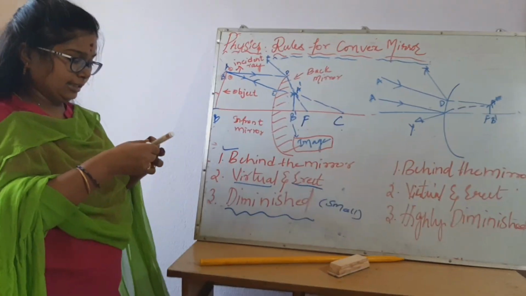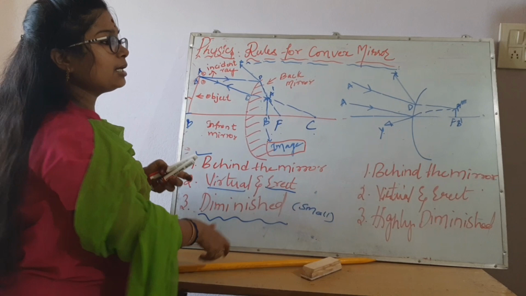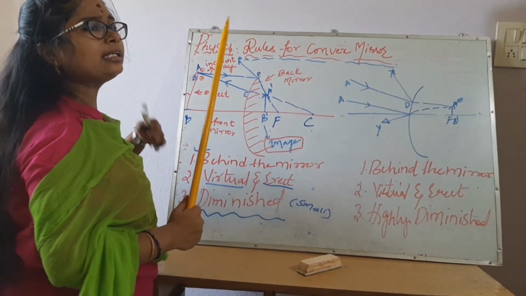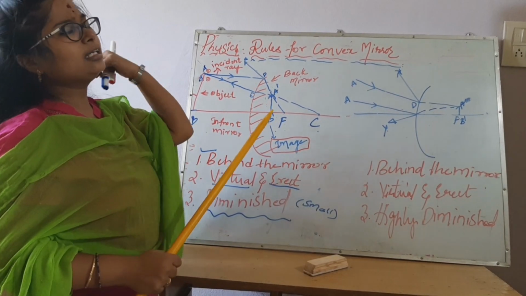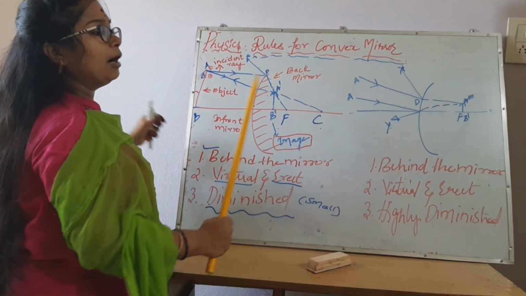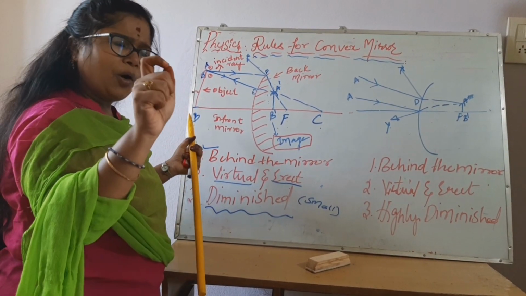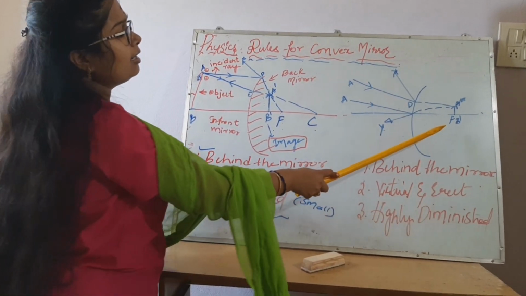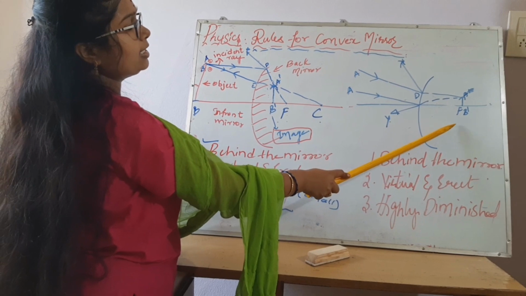And another case is when I keep some object at infinity. Let us say you stand here and see a far away object. How will the image be? A point image will be formed. Like that, a diminished image is formed.